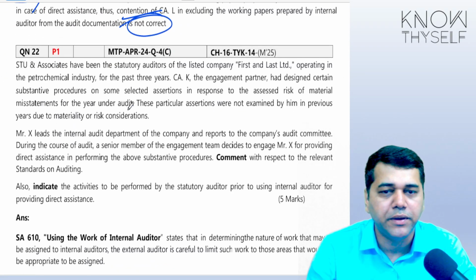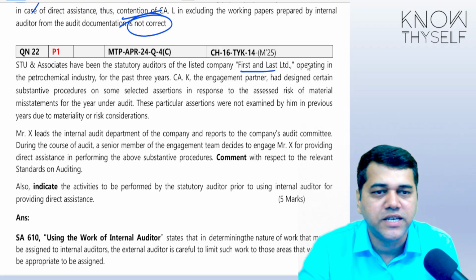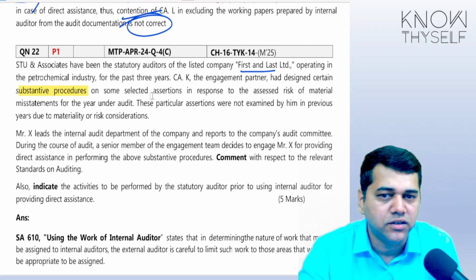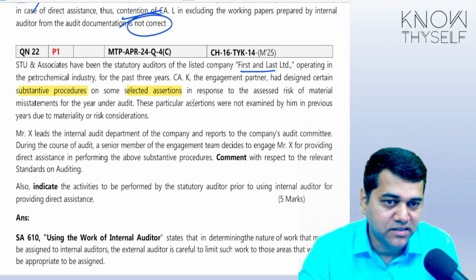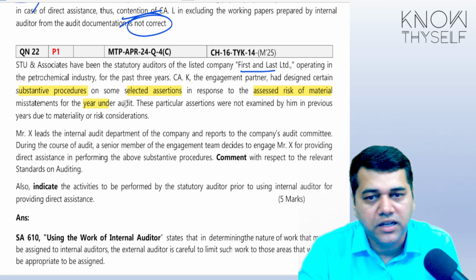Okay, next one, MTP question. STU have been the statutory auditors of the First and Last Limited for the past 4 years. Engagement partner designed certain substantive procedure on selected assertions in response to risk of misstatement under audit. Fine.